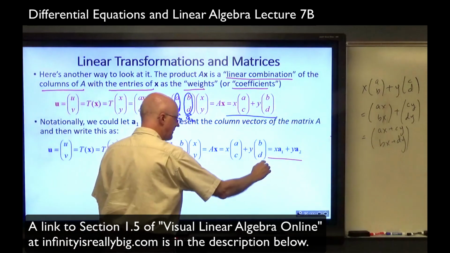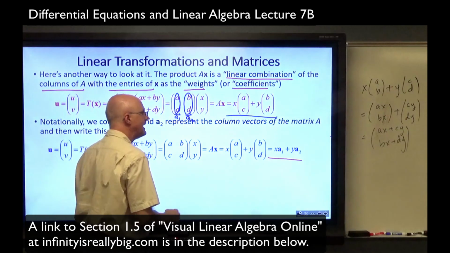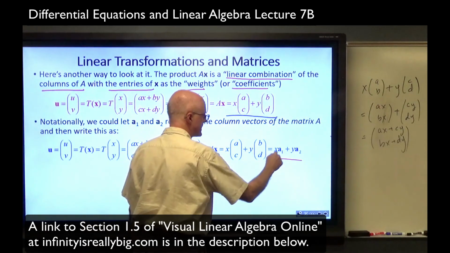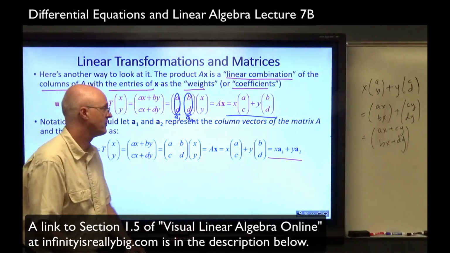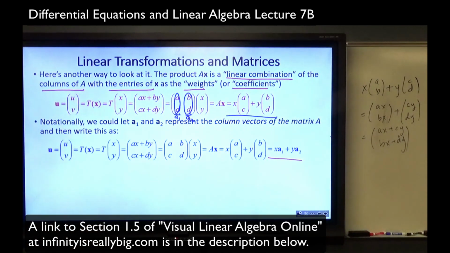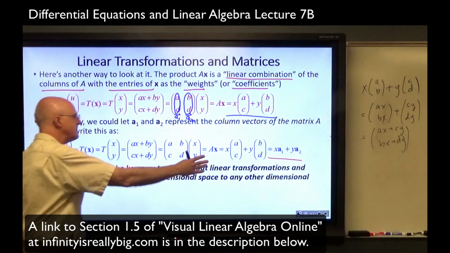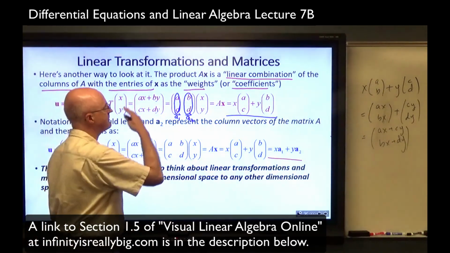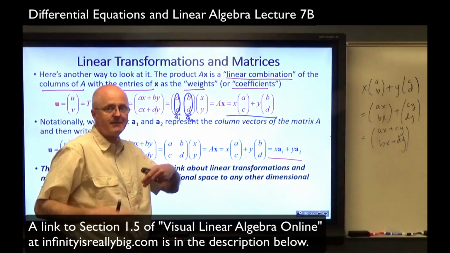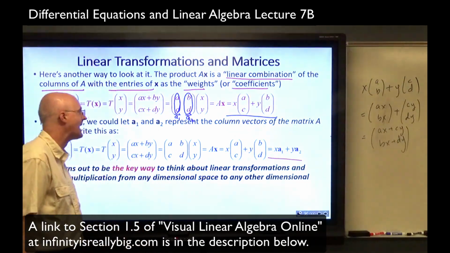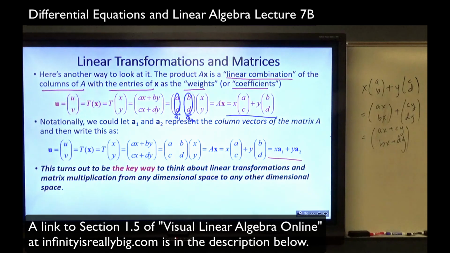That can be thought of as a linear combination of the columns of capital A. And if I use shorthand notation for these vectors, I can also write that. These are all super important things if you're really going to get this stuff. This turns out to be the key way to think about linear transformations in general, along with matrix multiplication, from any dimensional space to any other dimensional space. It doesn't have to be 2 dimensions to 2 dimensions. It could be 17 dimensions to 5,000 dimensions, okay? It doesn't matter. This way is the way to think about how to define the linear transformation via a matrix multiplication.